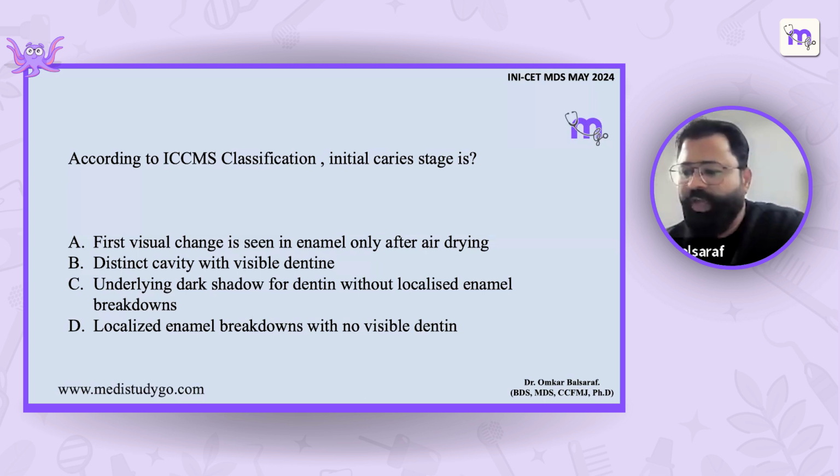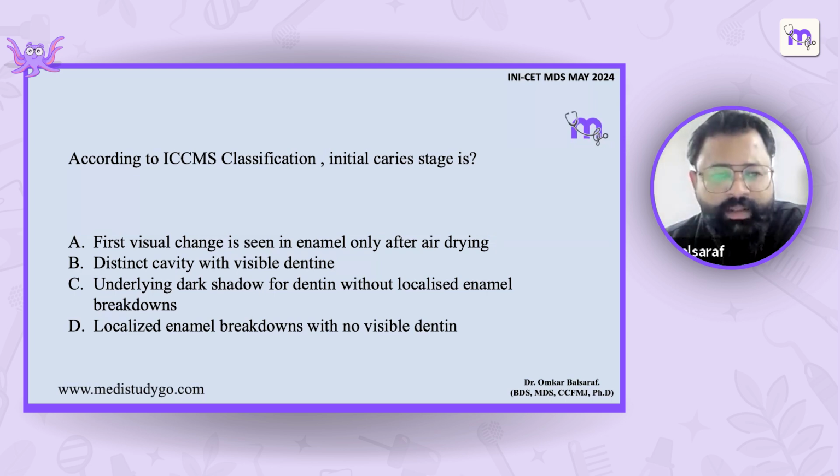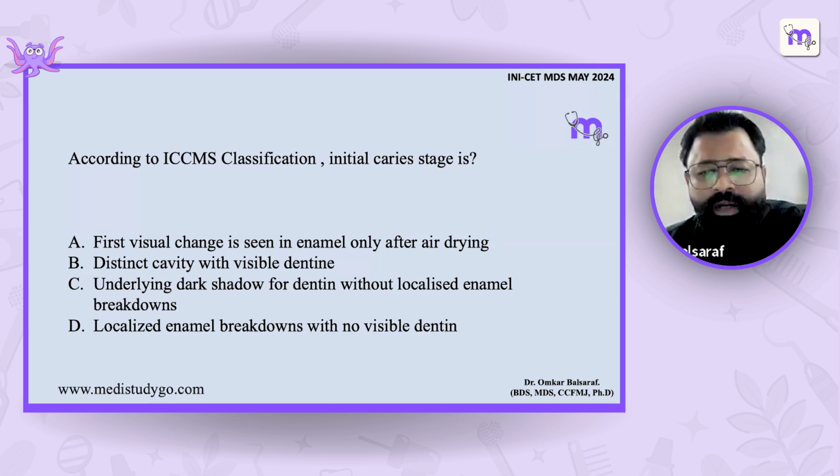Yes, I'm getting a few A's. I got an A from Moni, Radhika, and Shruti. So they are talking about first visual change seen in enamel only after air drying. Then you have distinct cavity with visible dentine. The third option being underlying dark shadow for dentine without localized enamel breakdown. And also you have localized enamel breakdown with no visible dentine.